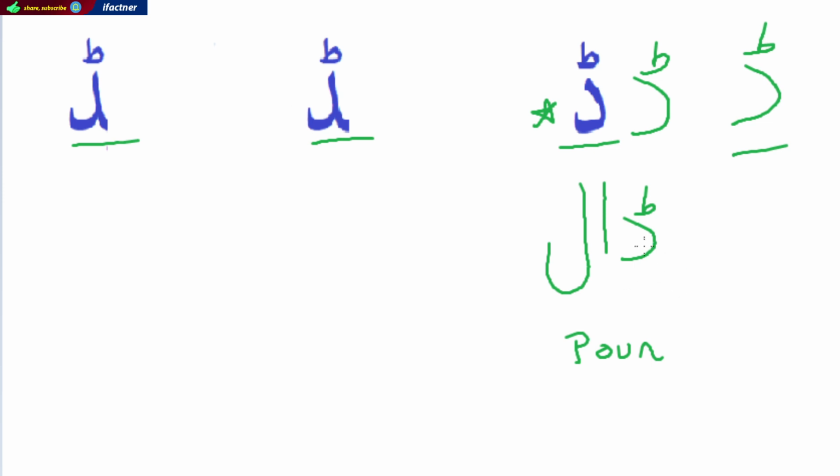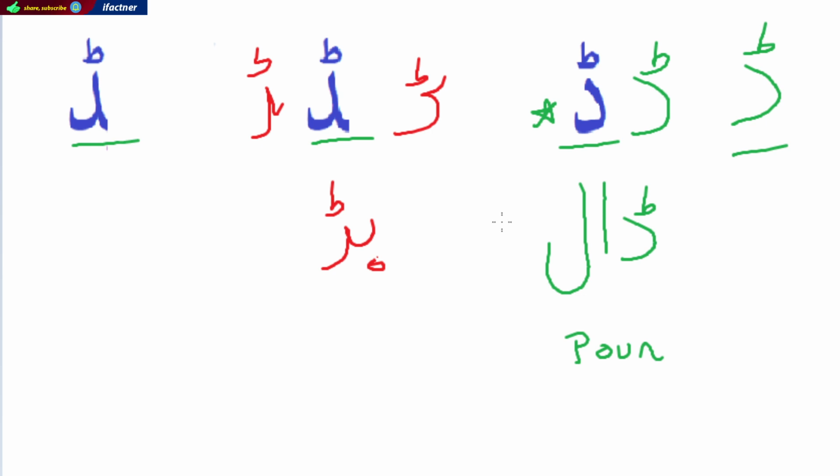Let's see how we write it. You make a connector and then write dal. For example, let me write a very simple word, bud. Bud doesn't mean anything, but let me show you how we write it: be, dal, bud.